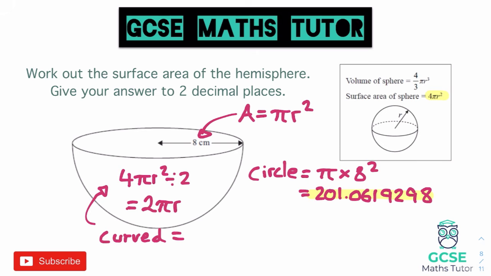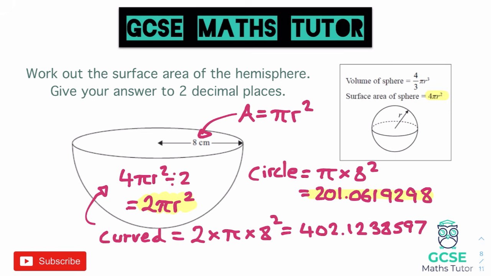Okay, so that might just save you a little bit of time in terms of the process, because instead of using the formula and then halving your answer, you're just going to straight away get half of that answer. So if we use that formula instead, as it is half of a sphere, then instead of doing 4 pi r squared, we're going to do 2 times pi times 8 squared. And if we type that in, let's see what we get. 2 times pi times 8 squared, and we get the answer 402.1238597. And there we go. And that is the curved part of the hemisphere.